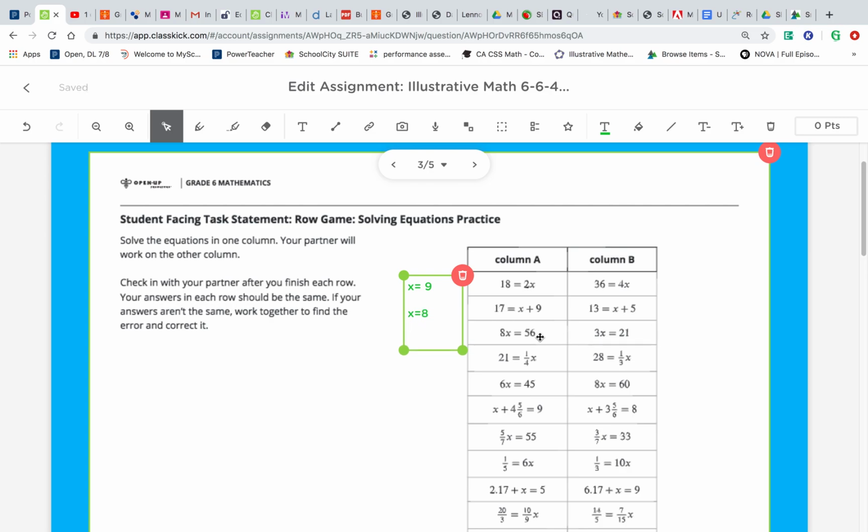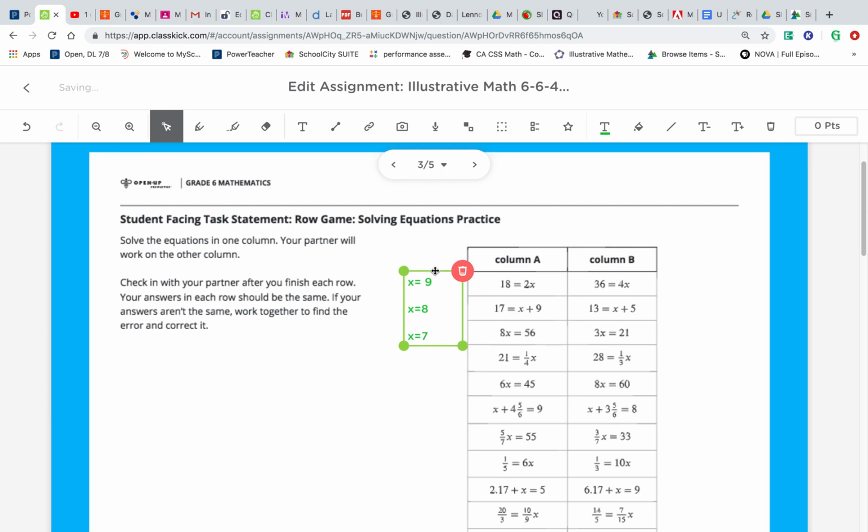All right, and for this one here, we have 8x equals 56. 3x equals 21. In each case, we have to move the number that is in front of the letter to the opposite side by doing the opposite. This is 8 times x. This is 3 times x. We do the opposite of times, which is divide. So we're going to divide by 8 on both sides here. We're going to divide by 3 on both sides here. In both cases, we're going to get x equals 7.